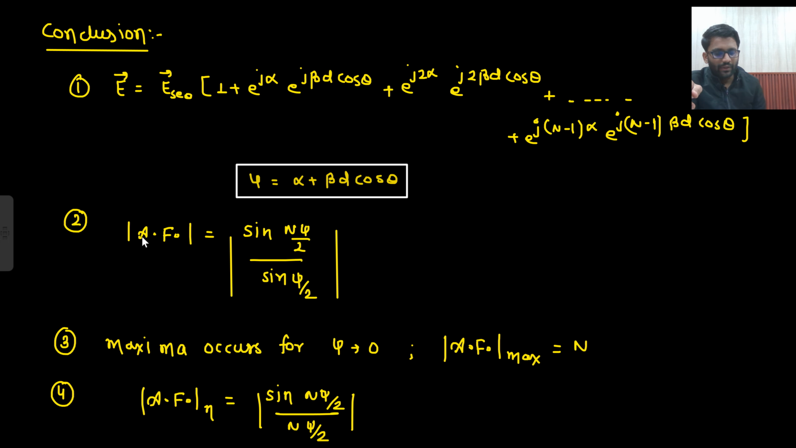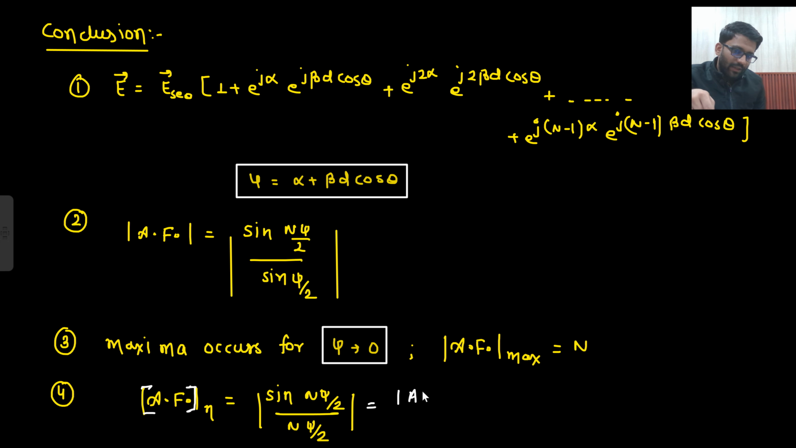Then how are you writing down the magnitude of array factor? That is sine n phi by 2 divided by sine phi by 2, where the maxima occurs for phi equal to 0. You get the maximum radiation for phi equal to 0, and the maximum value is equal to n. And what is the normalized value of array factor?